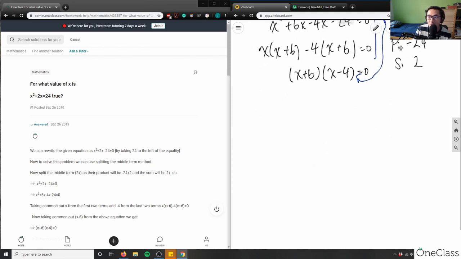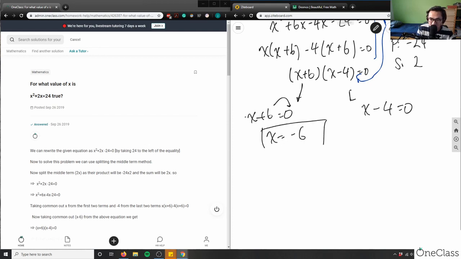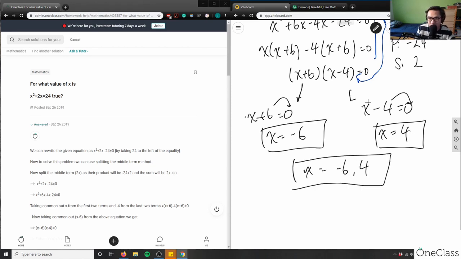After we get that, we can apply this rule, and remember, anything multiplied by 0 is 0. So we can set x plus 6 to 0, and we can set x minus 4 to 0 as well. So x plus 6 is 0; if I move 6 to the other side, x equals negative 6. For x minus 4, if I put 4 to the other side, x equals positive 4. These two are my solutions for x, negative 6 and 4, and this is my answer for this problem.